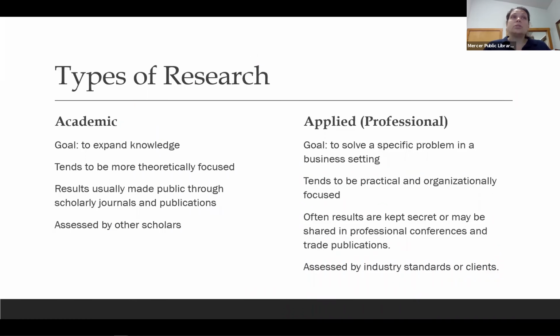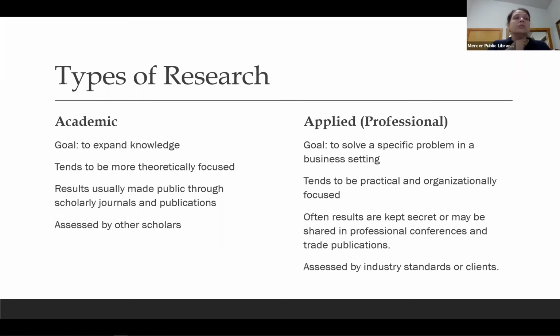So talking about the two main types of research, of course, there are nuances, and this is like a fuzzy line in between the two. Things blend all the time. But basically, you can sort of consider there being two types of research. Academic research, whose goal is really just to expand knowledge, and applied or professional research, which has the goal of solving specific problems or perhaps developing new products or services in the business setting.